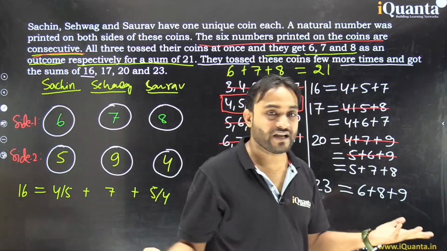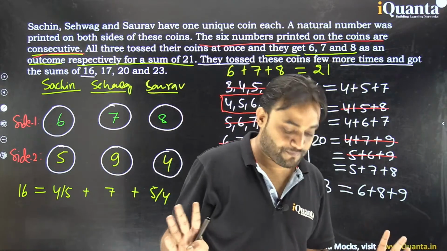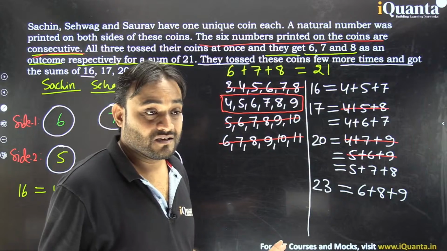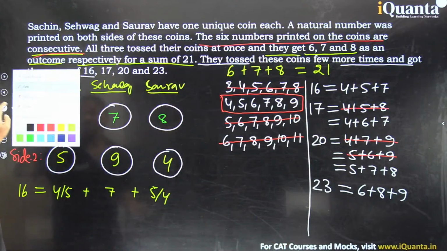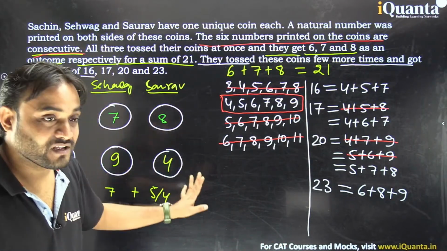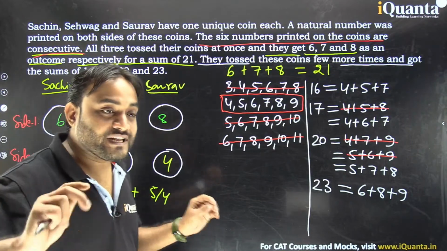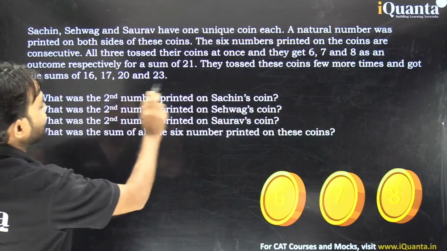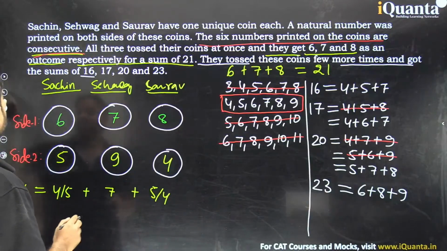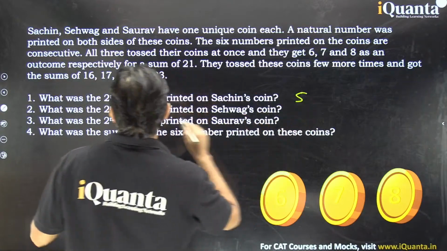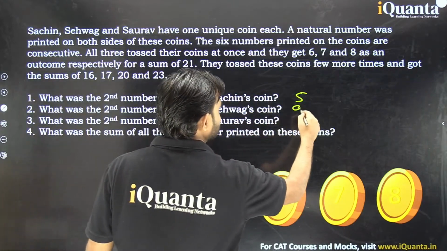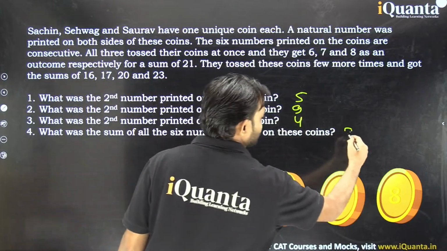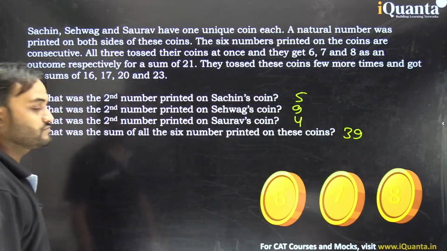As you can see, everything is verified, right? Step by step. Now all the questions can be solved very easily, right? Very easily. The time we wasted on this, that's it. Now it won't take seconds to solve all the questions. What was the second number printed on Sachin's? 5. Printed on Sehwag's? 9. Saurav's? 4. Total sum? 39. Right?